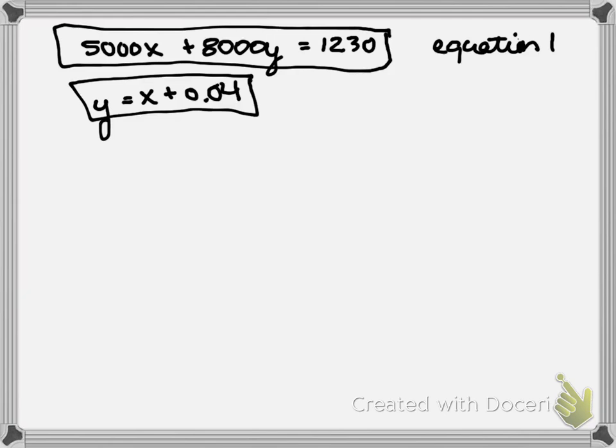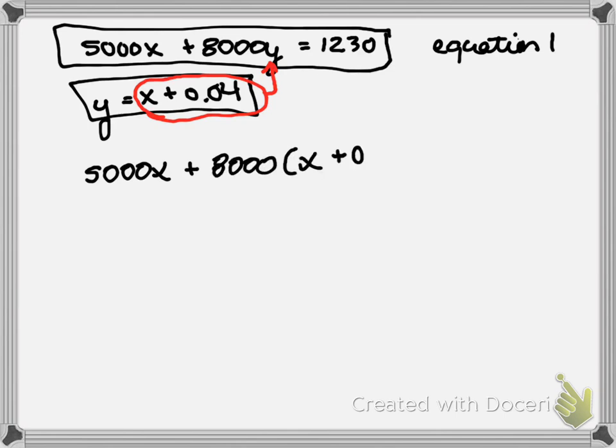To me, looking at this, the fastest way to do it looks to me like elimination. I mean, not elimination, so sorry. It looks like substitution. That's what I would do. So I would take this expression right here and put it in place of y if I were to solve for this. So I'd have 5,000x plus 8,000 times (x plus 0.04) equals 1,230. And then you'd have to go through and solve for x, and then you plug x back into the equation, and then you would solve for y, okay?